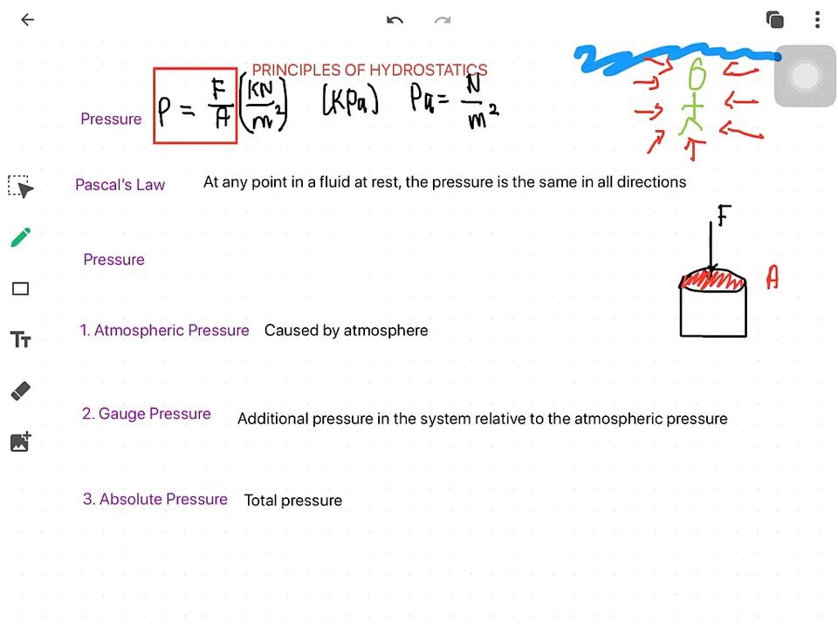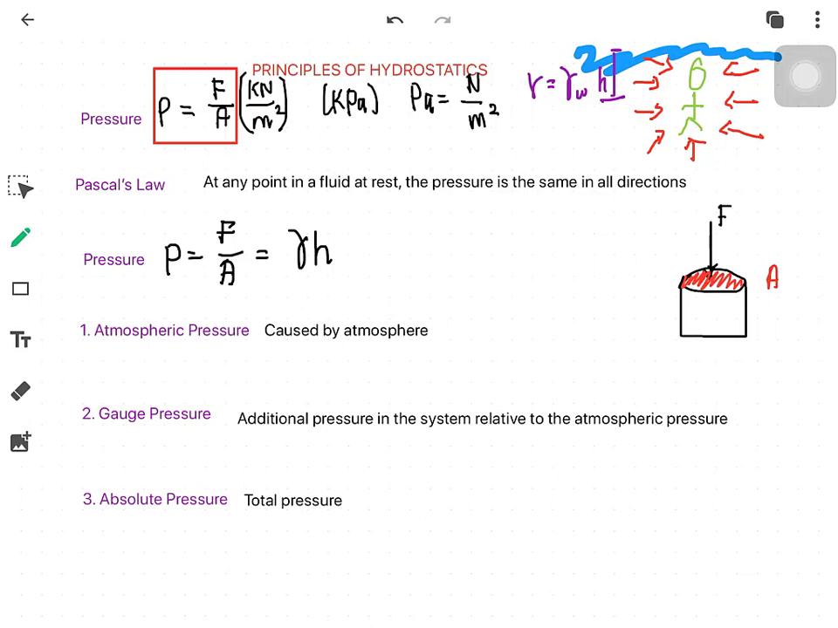At any point in a fluid at rest, take note that the fluid must be at rest, the pressure you feel when you are under the water is the same in all directions. So here, the pressure P is equal to the force over the area in which it is applied, or also equal to the unit weight of the water or the fluid times the height. In our figure, the unit weight is the unit weight of the water, and the height is from the surface of the water to the center of gravity of your body. So that will be the computation for the pressure when you are submerged in a fluid.